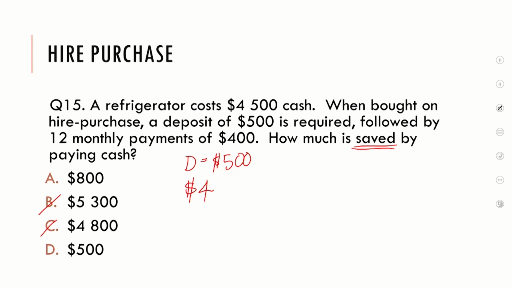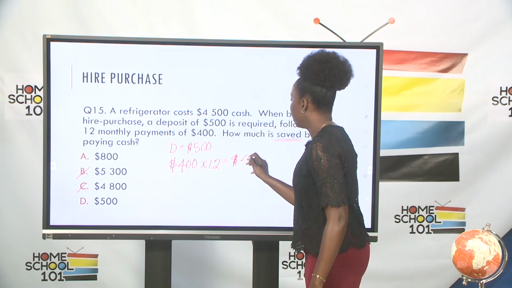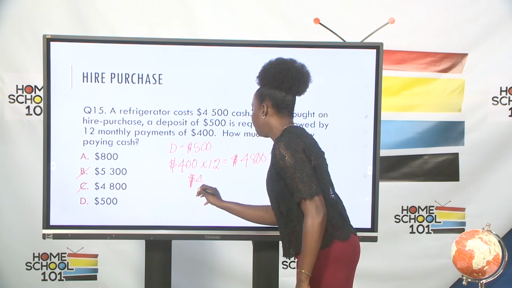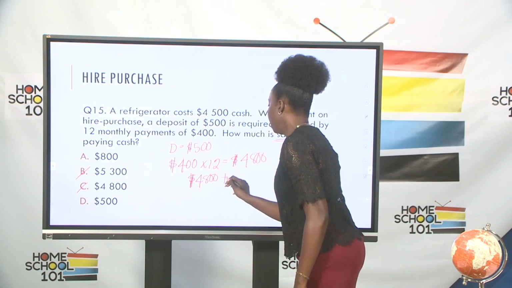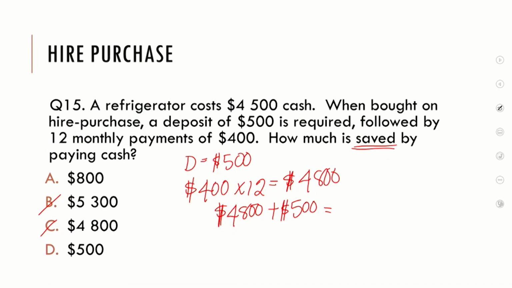So how much did he pay over the 12 months period? 400 times 12, we get 4,800. And if we add the deposit to that, we will find out how much he spent altogether on using hire purchase. We add those and we get 5,300. So using hire purchase, this is how much he paid. He paid 5,300.